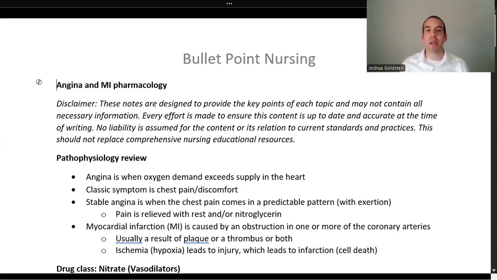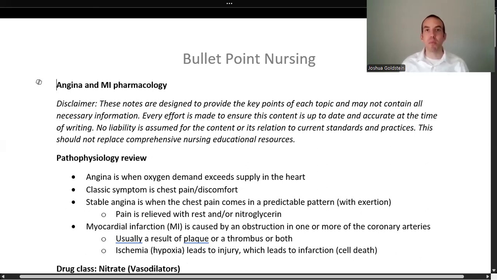Next, let's talk real quick about a myocardial infarction. That's a heart attack, and a heart attack happens when there's an obstruction of one or more of the coronary arteries, meaning that to a part of the heart, there's no longer any perfusion. This usually results from plaque or a thrombus. Plaque is lipid or some other buildup, or a piece of it, and then obviously a thrombus is a blood clot. Very often it's both.